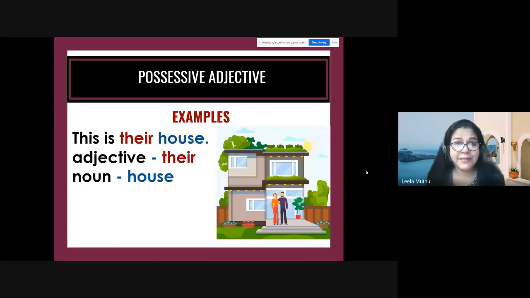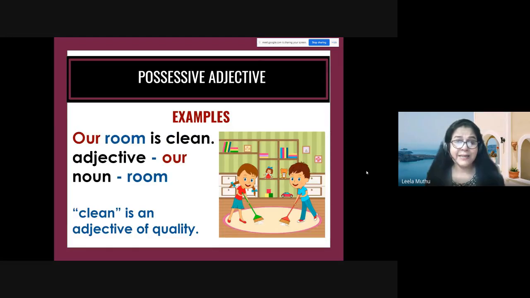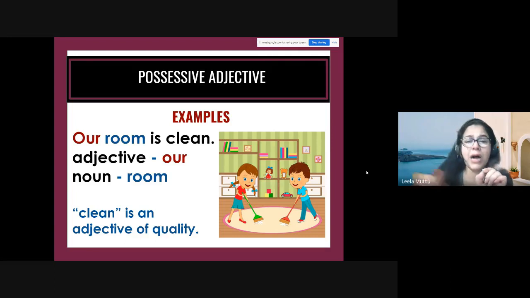This is their house. There is a pronoun which is coming before the noun house, and it is being used as an adjective. It is an adjective in this situation. Shows who the house belongs to. It is their house. Our room is clean. Let's say me and my sister, we have a clean room. So we're talking about our room, shows that the room belongs to us. Our, followed by the noun. So in this case, there are two adjectives. There is the adjective clean. I'm sure you have guessed by now, clean describes how our room is, and therefore it's an adjective of quality.